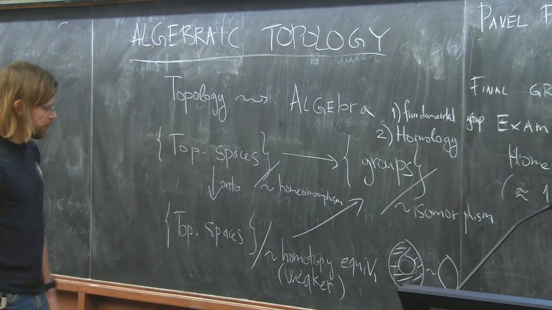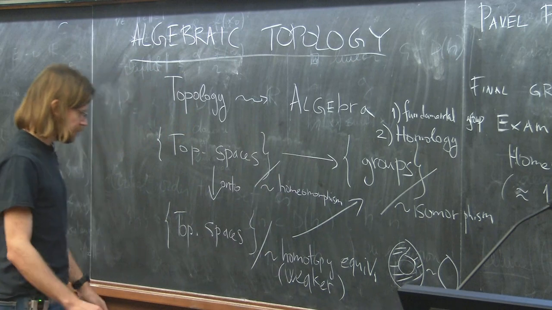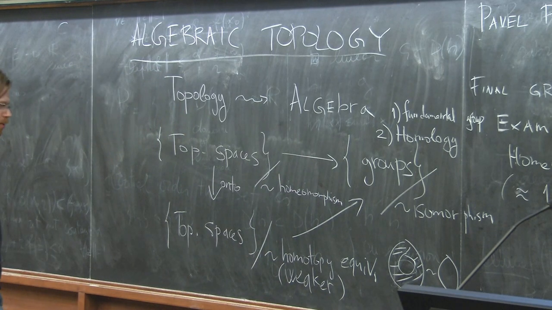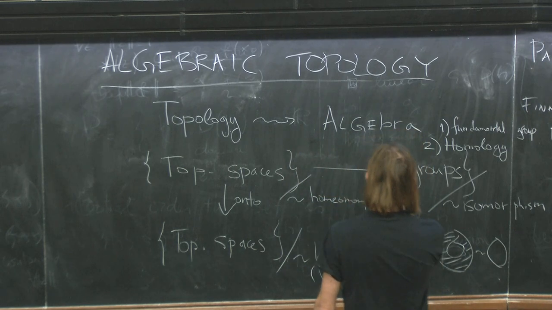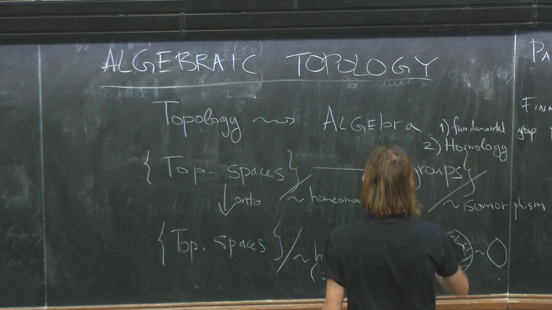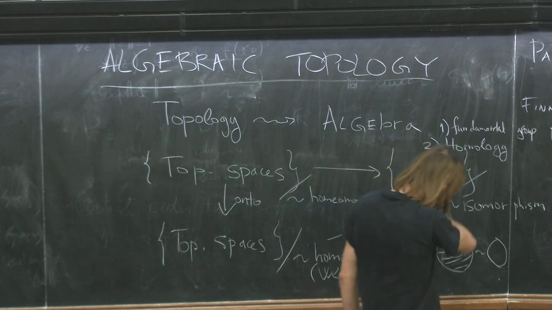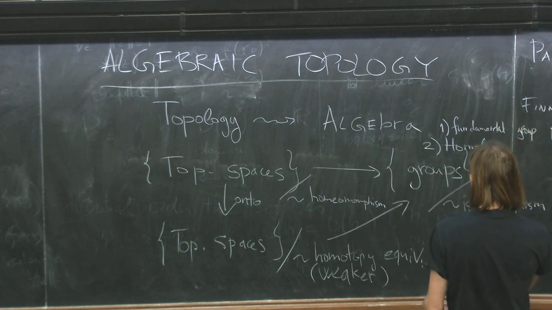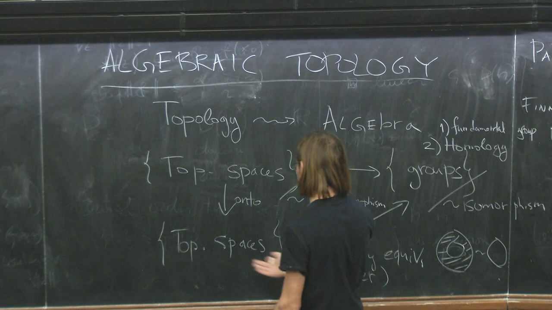So this was just a few words about the general big picture of what we are going to do in the course. We are going to construct examples of these maps from topological spaces to groups, and we will study various properties of these maps. In particular, why can these maps be useful? They can be useful to distinguish topological spaces.